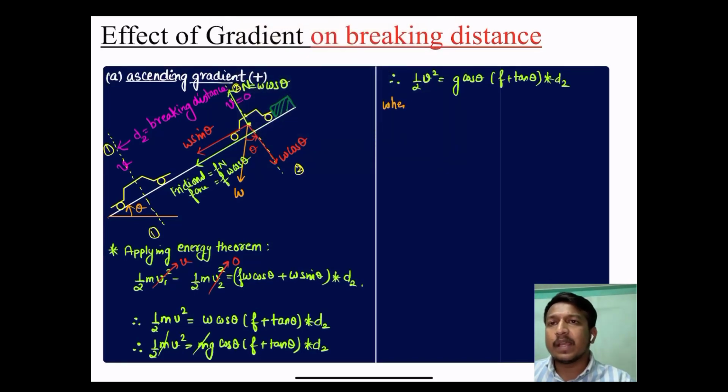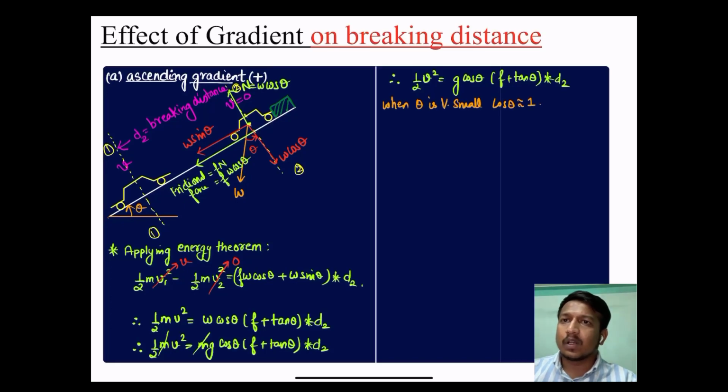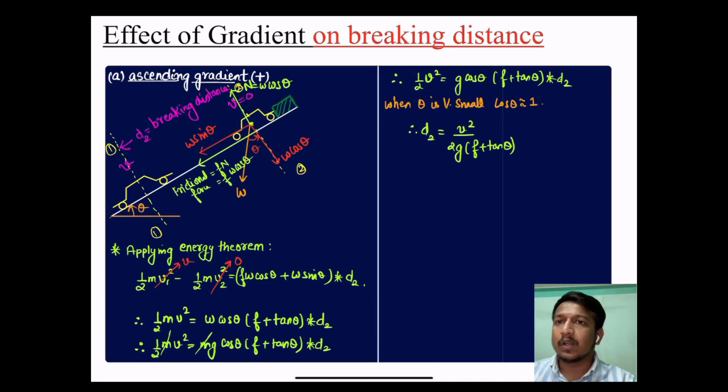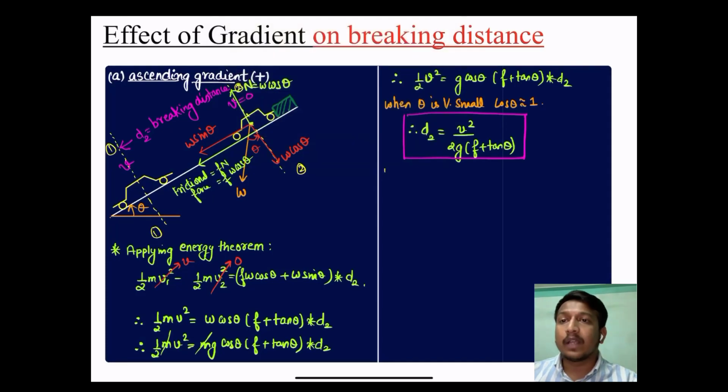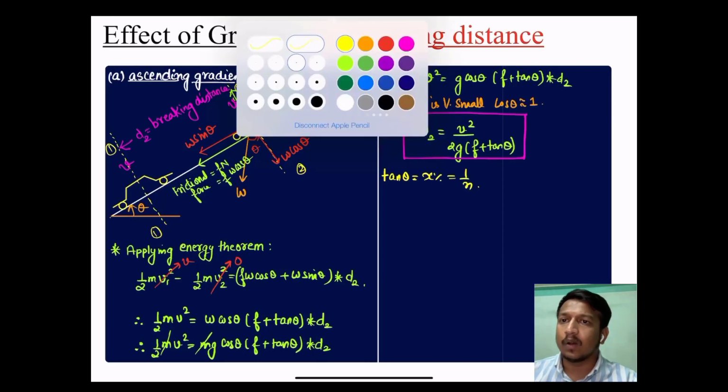When theta is very small, cos theta is nearly equal to 1, therefore d2 is equal to v square upon 2g in bracket F plus tan theta. This is the braking distance considering the effect of gradient: d2 equals v square divided by 2g into F plus tan theta. You can write tan theta as x%, or as 1 by n, all are the same.